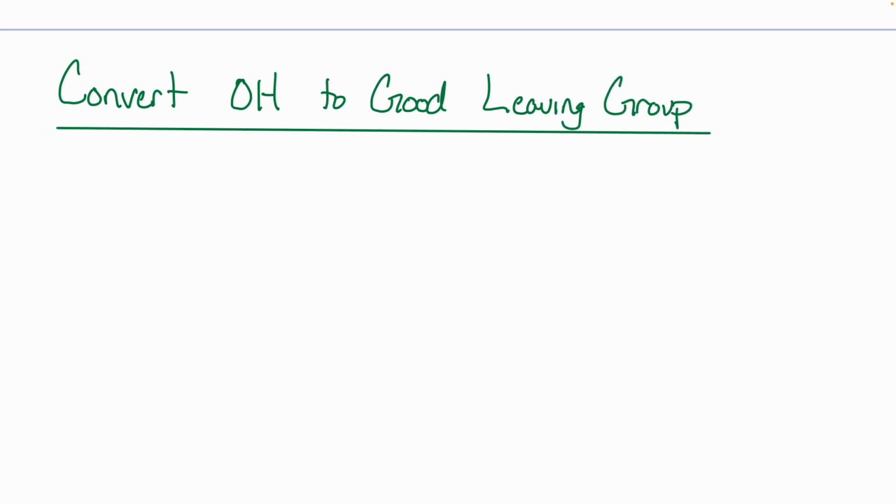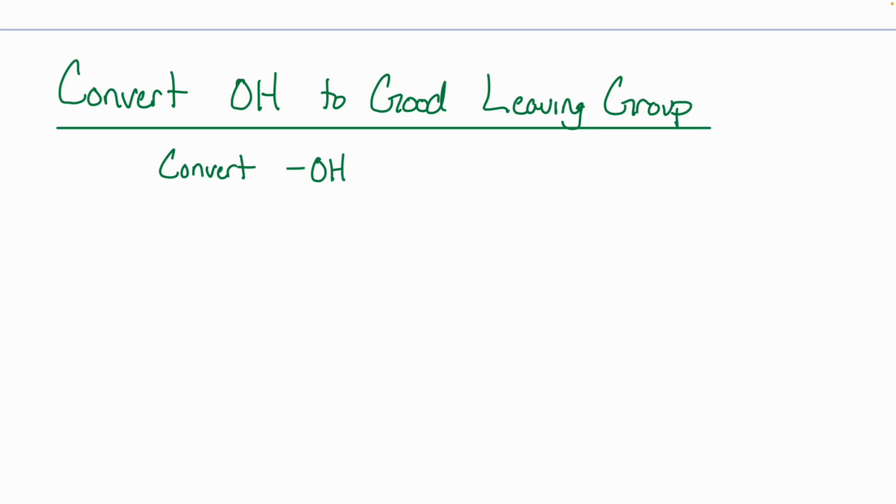Right, so this is our method 3, which is going to be to convert OH to this good leaving group, water, by using acidic conditions.